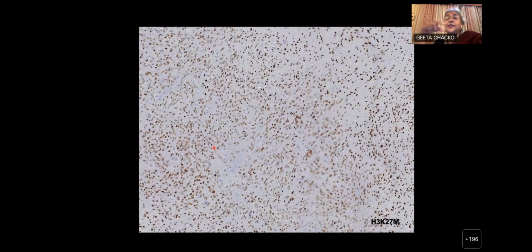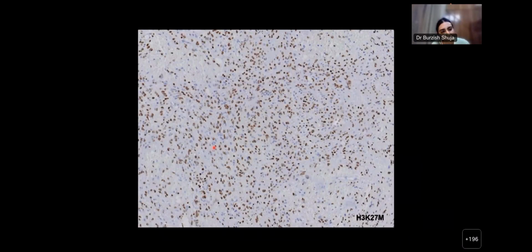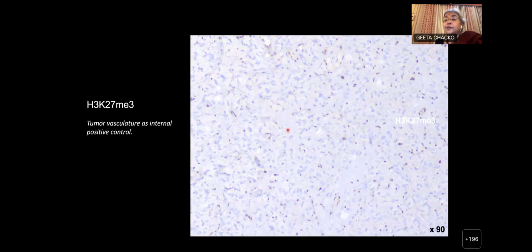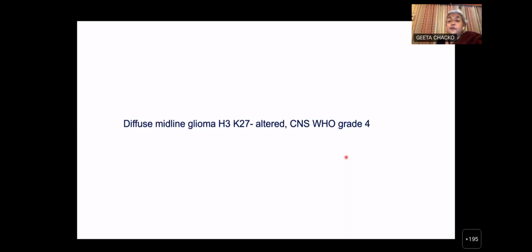There's someone who's mentioned here in the chat box, H3 altered. Now, for altered tumors, basically, they show a loss of expression of a trimethylation protein. H3 trimethylation protein, loss of expression must also be seen. And here you can see the internal control is positive. So in the new classification, it's called a diffuse midline glioma, H3K27 altered. And I'll tell you why that is said now, other than mutant. And it's a grade 4 tumor.